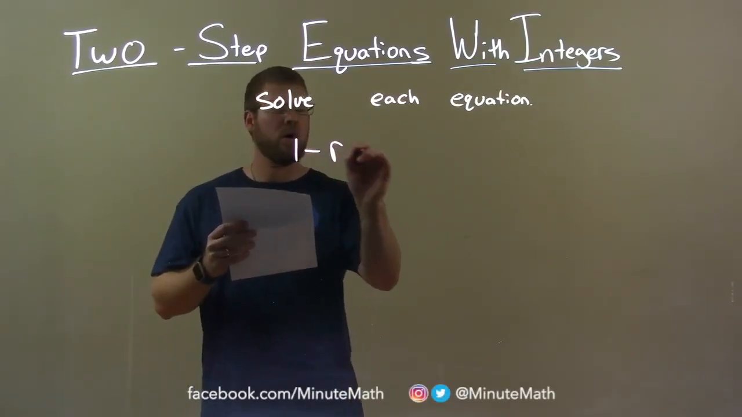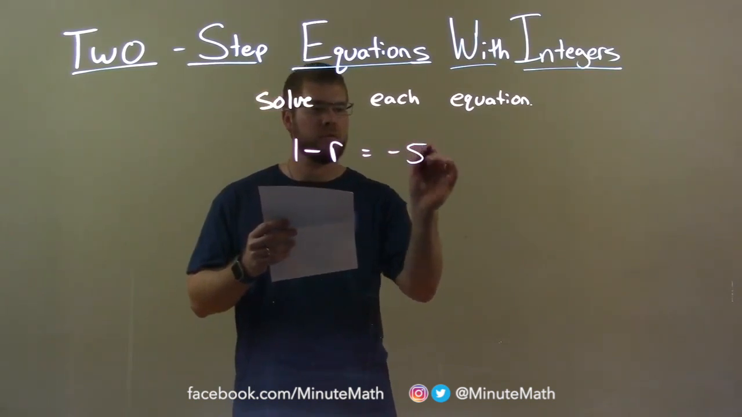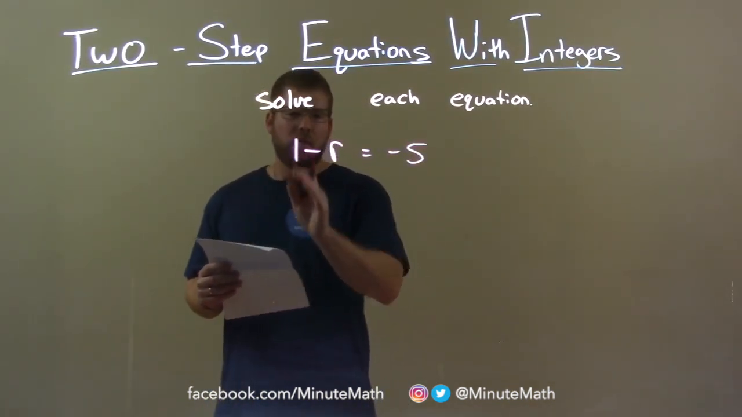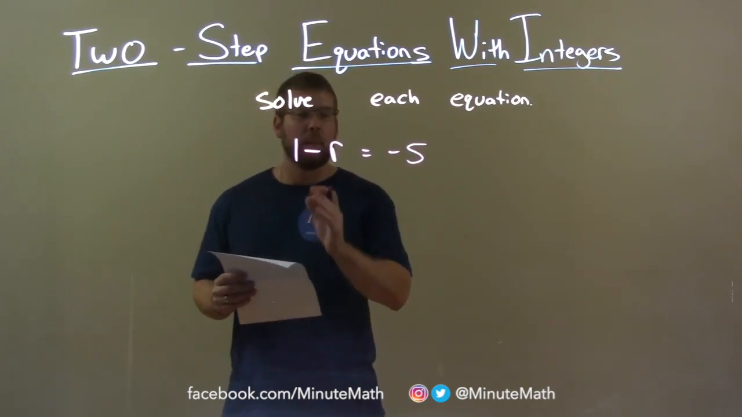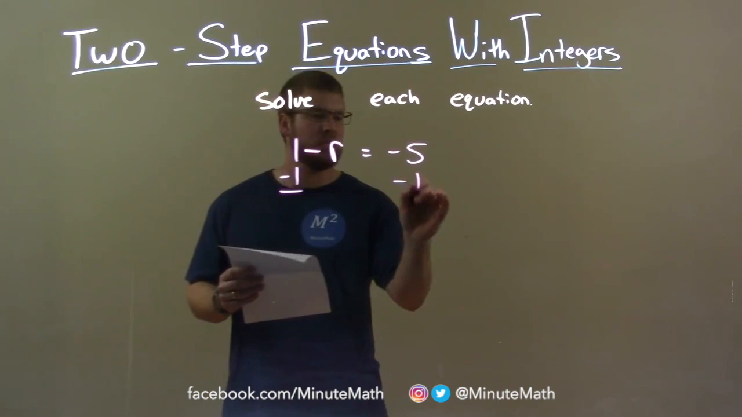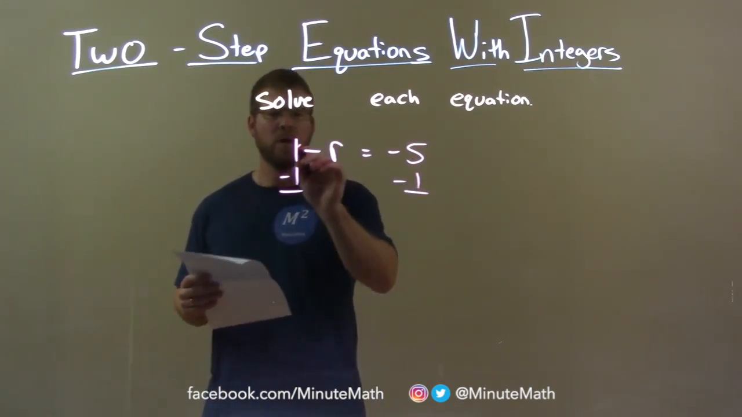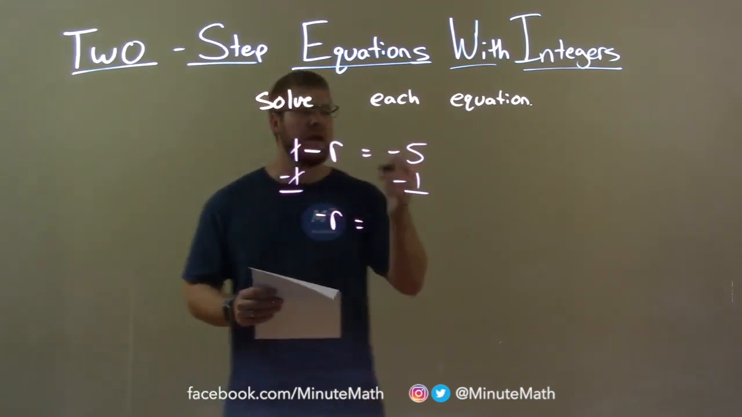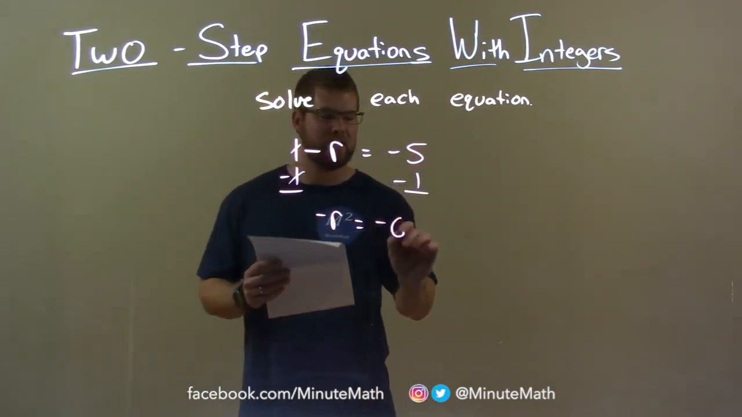1 minus r equals a negative 5. I want to get r by itself. We have a positive 1 right here. Opposite of that positive 1 is a negative 1. So if I subtract a 1 to both sides, this makes it a little tricky. The 1's will cancel, giving me a negative r left over. Negative 5 minus 1 is a negative 6 here.